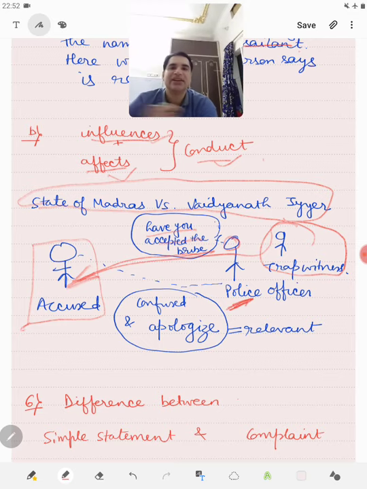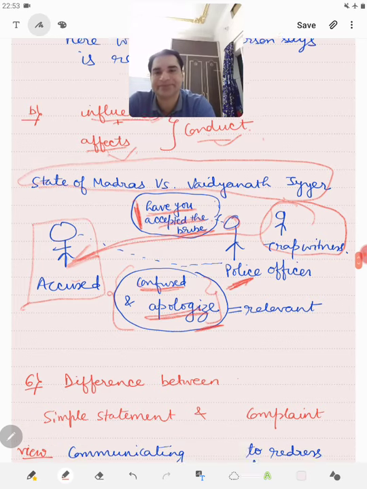Now when the police officer asked, "Have you accepted the bribe?" the accused was in a confused state of mind and he started apologizing. This conduct was influenced and affected by this statement of the police officer, "Have you accepted the bribe?" So as this statement influences and affects the conduct of the accused, it becomes relevant under Section 8 of the Indian Evidence Act.